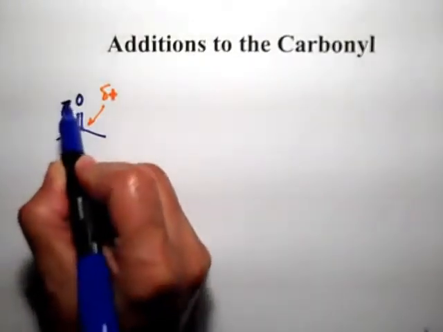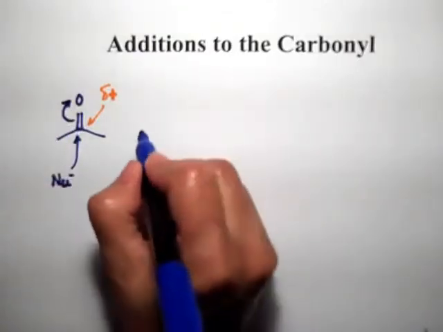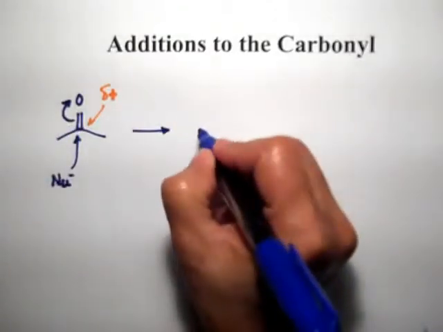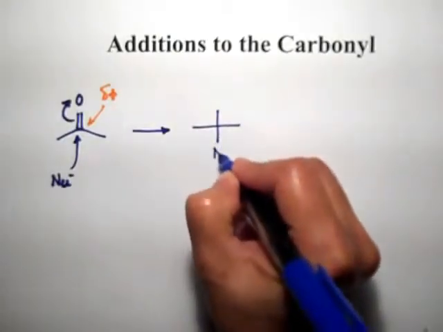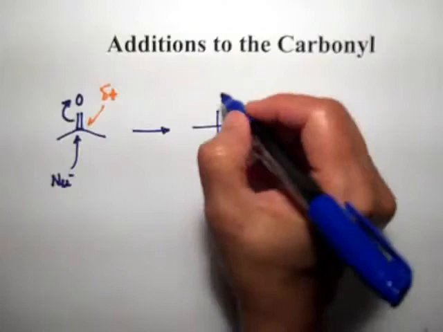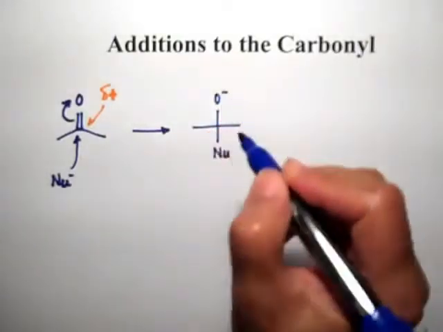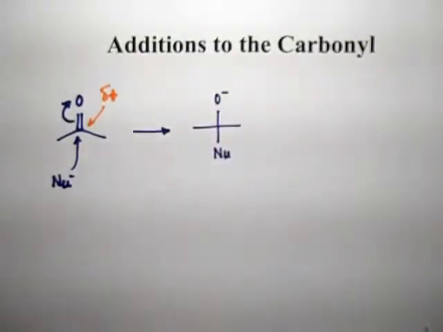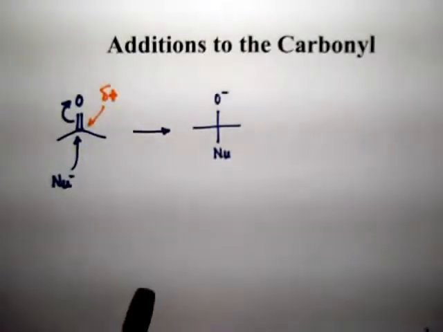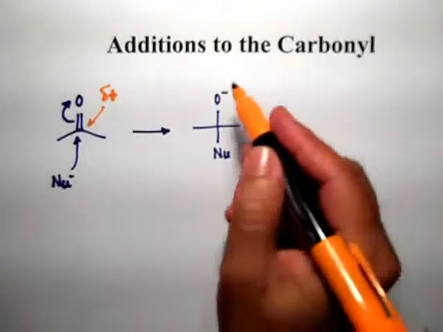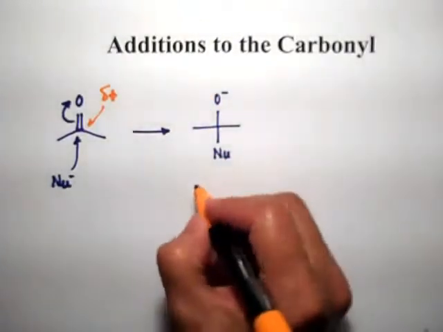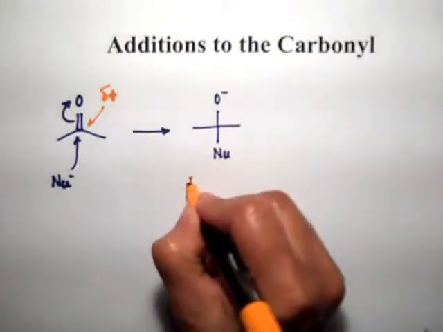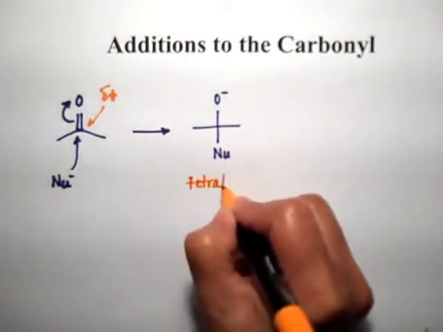And when you break a bond, you give the electrons to the most electronegative element. In this case, it's going to be the oxygen at the top. And you're going to now get a nucleophile attached to a tetrahedral carbon, and at the very top I have an oxygen that right now is negative. This intermediate right here is the intermediate that we arrive at any time we attack any carbonyl. So we're going to call it the tetrahedral intermediate.